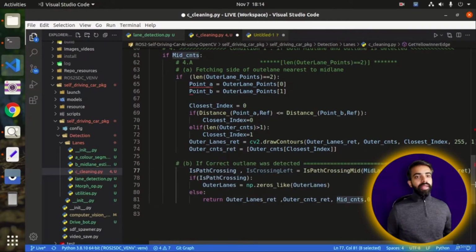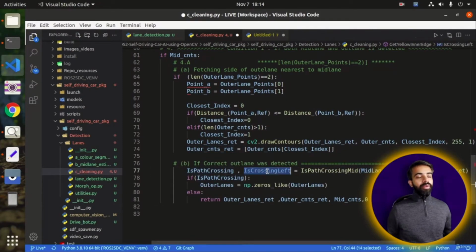We provide the mid lane, mid contours, and the outer contours, and what we get are the two Boolean variables. Now, if the path is crossing, what we simply do is set the outer lane to 0, because that is an incorrectly predicted outer lane, so we turn that into an empty image. Otherwise, we simply return whatever we have, that is the outer lane and mid contours.